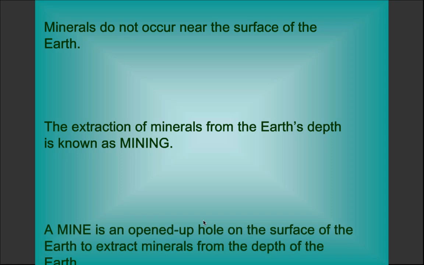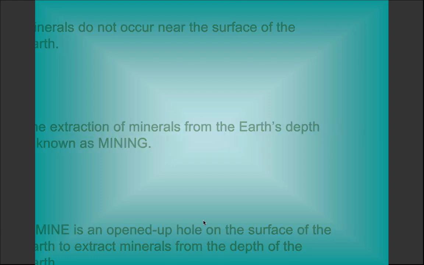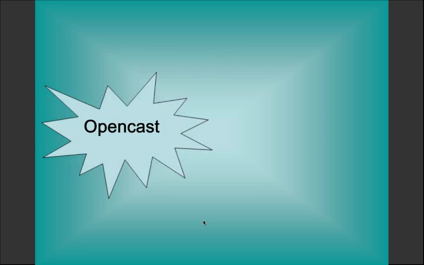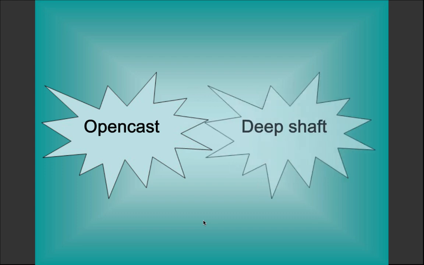When we take minerals from underneath the earth, it's called mining. Usually you have to open a hole on the surface of Earth to extract the minerals. There are two types. There's the open cast and the deep shaft.